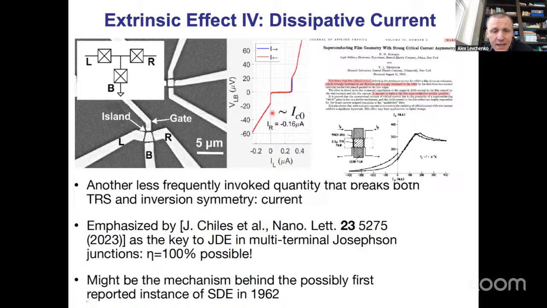It's a perfect diode, and this diode is actually field free. It can be realized in the device without any magnetic field. There is no contradiction here with this argument of broken time reversal and inversion, because those ingredients are for thermodynamic currents. And here, dissipative current was used to control the junction state. And so out of equilibrium, you can create non-symmetry even without the use of external magnetic field.